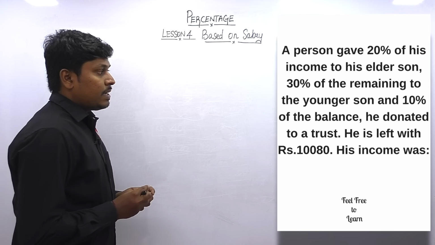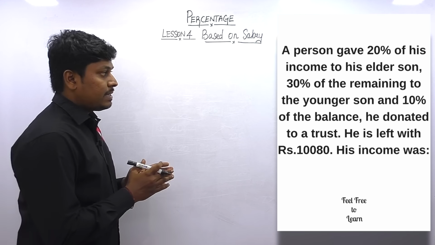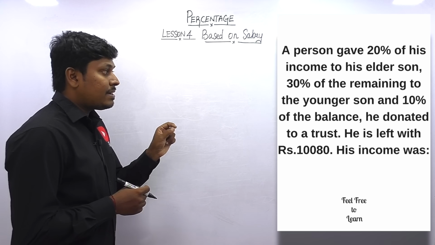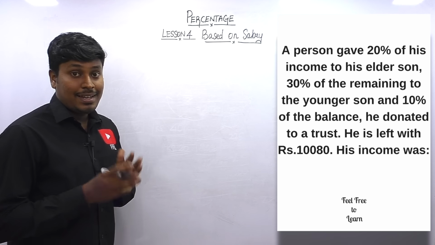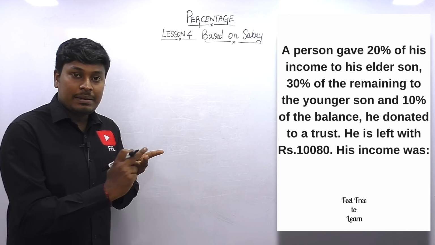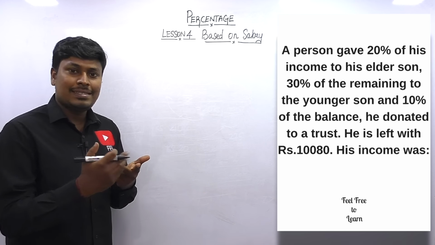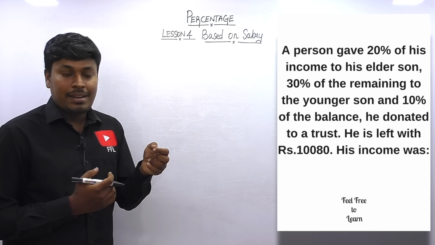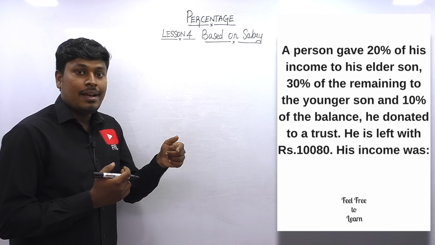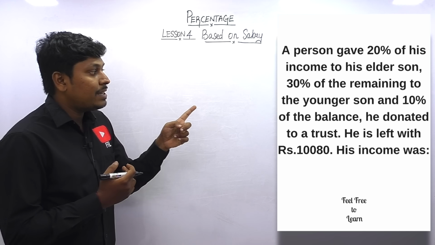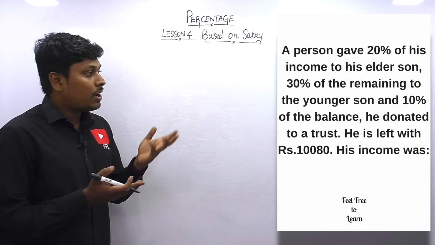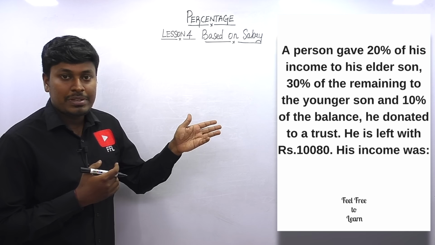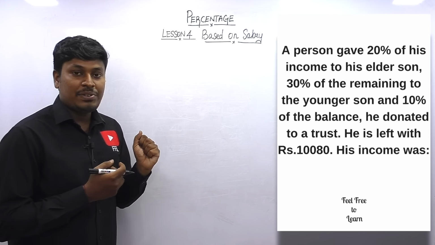Question number 8. A person gave 20% of his income to his elder son, 30% of the remaining to the younger son, and 10% of the balance he donated to a trust. Listen carefully, there are two important words. One is remaining and the second word is balance. Both are the same, right? So initially he gave 20% to the elder son. After that, from the remaining, he gave 30% to the younger son, and again from the remaining balance, he gave 10% to the trust. And he was left with 10,080 rupees, which is the savings. By using this value, our target is to find the income.